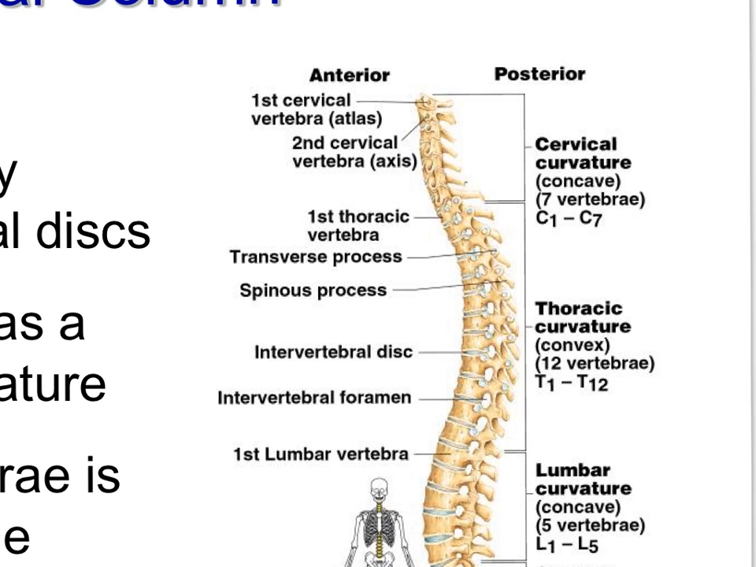And then you also have this process that sticks out behind, and that's called your spinous process. So when you feel the vertebra in your spine, these are what you're feeling. You're feeling the spinous processes. And the spinous processes really are the attachment points for various muscles and ligaments.